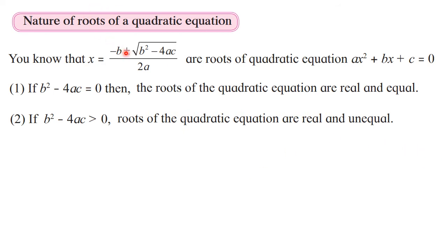Why unequal? Because once we have plus and once we have minus. In the first case, this second term from the numerator was absent, but in this case it is present. So we are going to get two roots as alpha and beta. So the roots are real and unequal if this discriminant, or delta, is positive, or if it is greater than 0. Okay. Then the third possibility is that this discriminant can be negative, that means it can be less than 0.